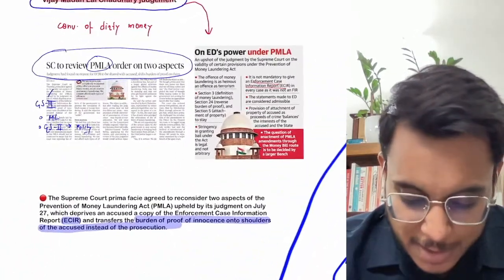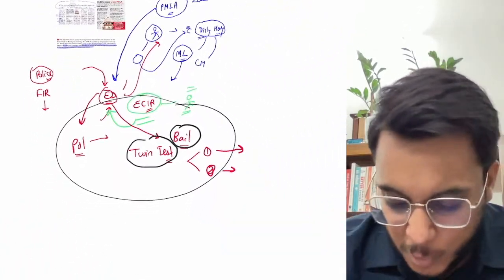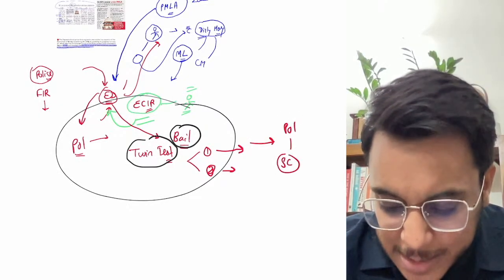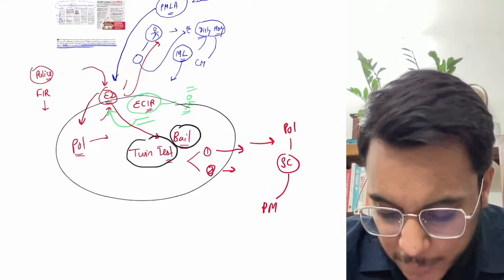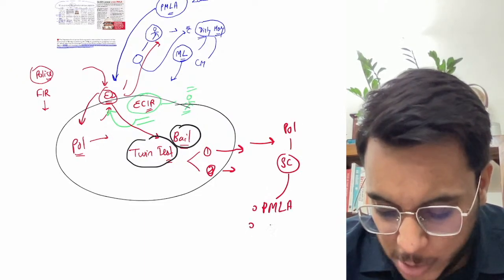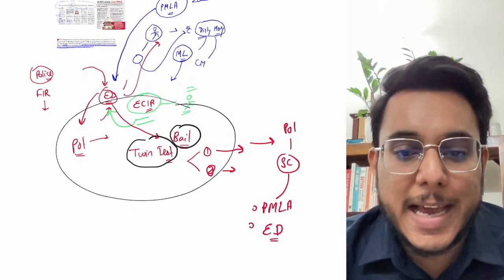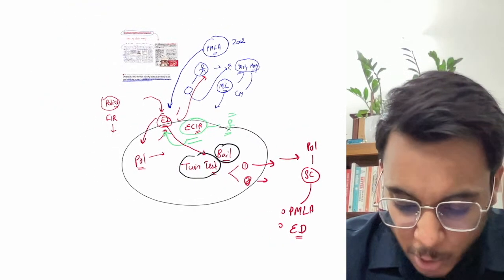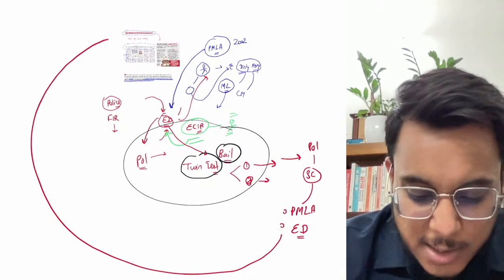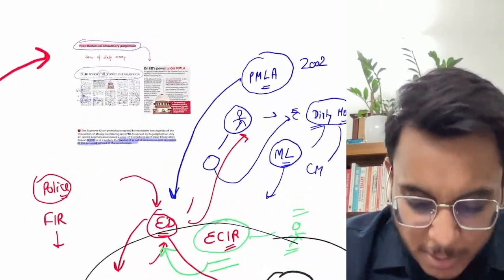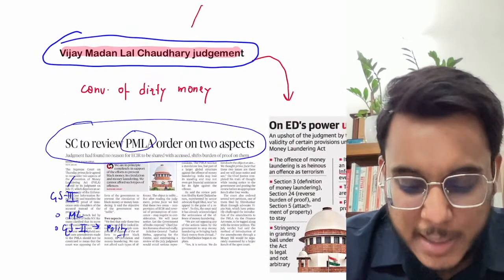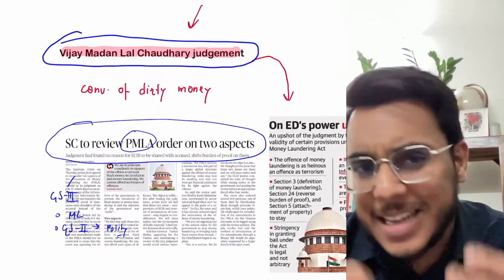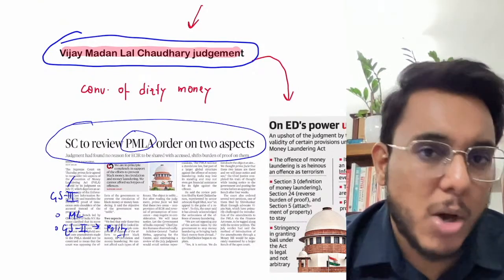In this particular direction, as these issues came, what happened? The political parties approached the Supreme Court. In the Supreme Court, they challenged the validity of the Prevention of Money Laundering Act, as well as the powers of the ED, the Enforcement Directorate. And the Supreme Court gave the judgment also. What was the judgment? The Vijay Madanlal Chaudhary judgment. Now, before going into this, I'll explain what this particular judgment was all about.